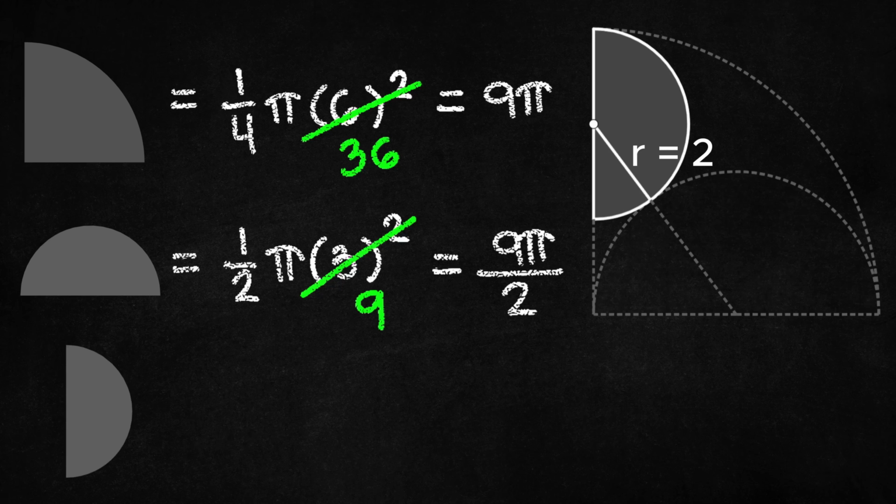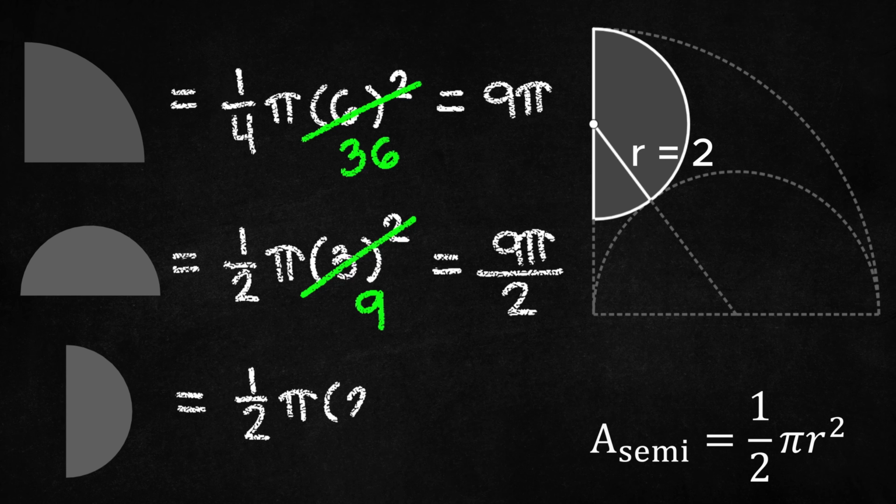Next, let's solve the area of the small semicircle. The formula is like the previous, since this is still a semicircle. Substitute the radius, which is 2, into the formula. 2 squared is 4, and 4 divided by 2 is 2. The area is 2 pi.